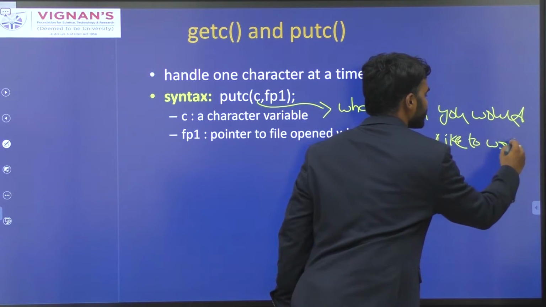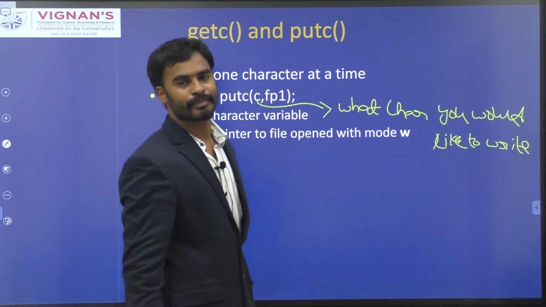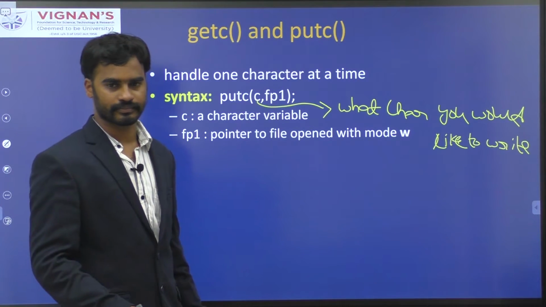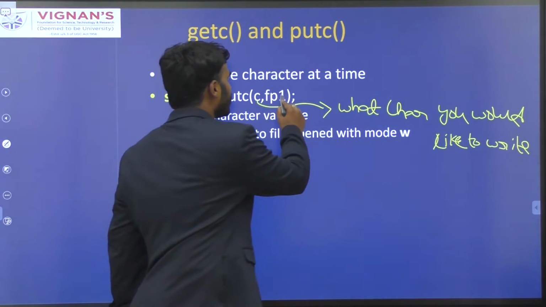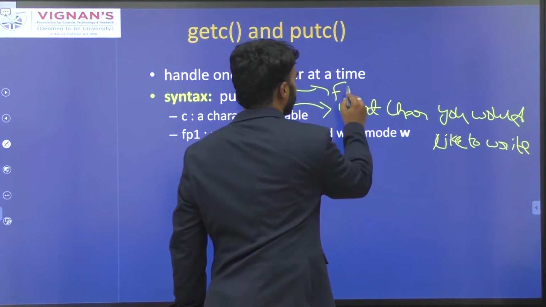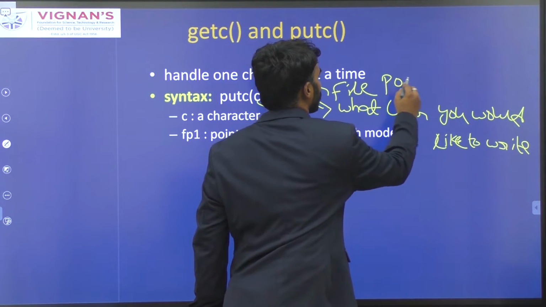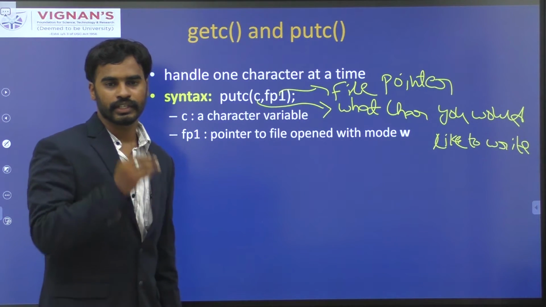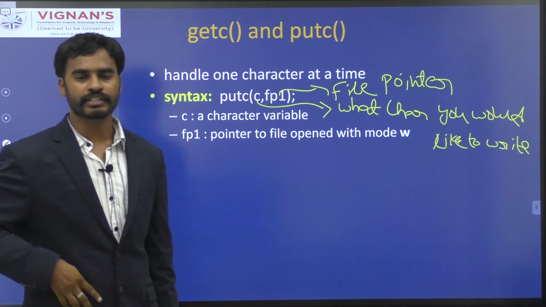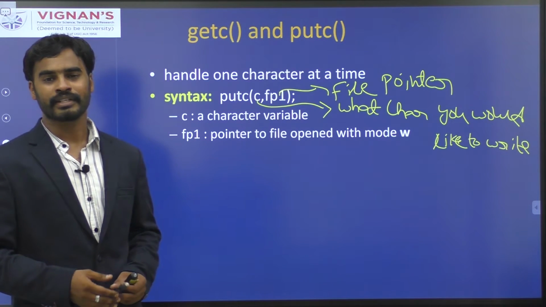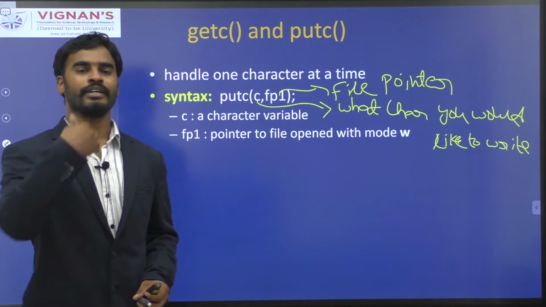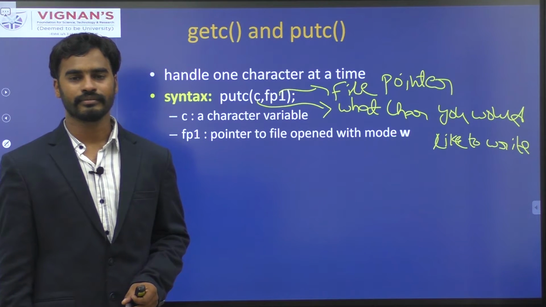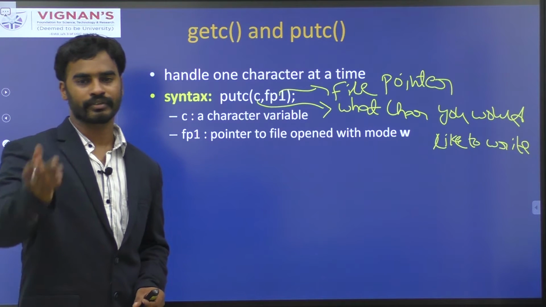You have to specify the first parameter as the character which you would like to write into the file. The second parameter is a file pointer, the pointer which points to a file. You have to pass two parameters to the putc function. The first parameter is the character that you would like to write to a file. The second one is a file pointer that indicates the respective file.